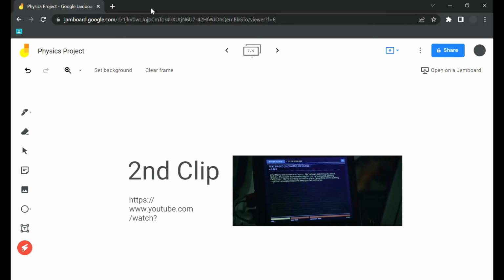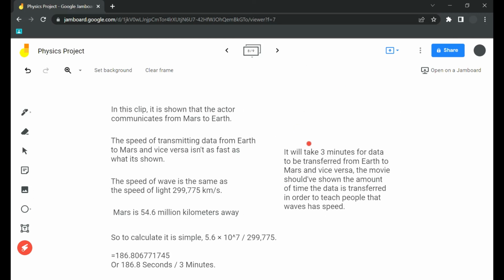And then for the second clip, I analyzed the clip in the movie The Martian where Matt Damon sends signals from Mars to Earth and vice versa, and it's shown that there are no pauses when transferring the data, which I think is illogical, considering that waves travel at the speed of light and Mars takes some time to reach even at the speed of light.